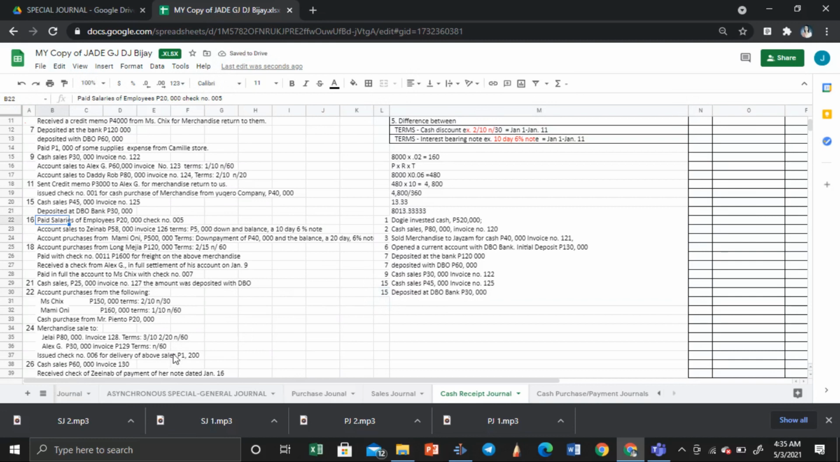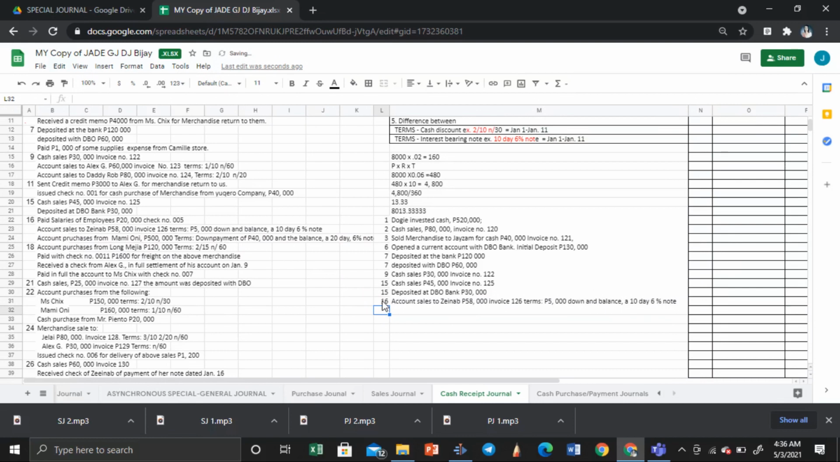How about paid salaries of employees? 20,000, check number 005. It is a salaries expense. Expense is not included. Account sales to Zainab, 58,000. Invoice number 126, terms, 5,000 down payment and balance at 10 days, 6%. It is on account sales. But with down payment, from the word down here, ayan o, nag-down daw ng 5,000 sa atin si Zainab. So, i-include po natin ang account sales na to kay Zainab.